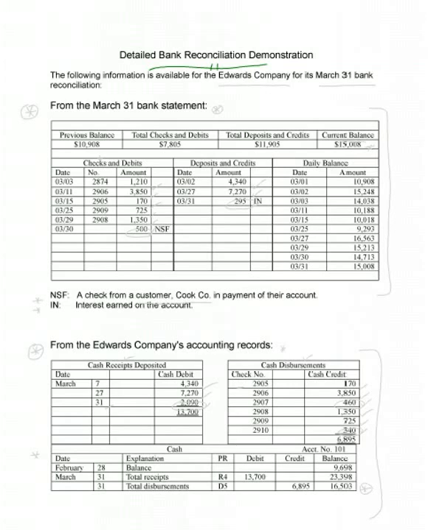Let's get the facts. The bank reconciliation will be for Edwards Company for March 31st. You are given some information. The first information you are given is information from the March 31st bank statement. Notice that you're given bank records that show you previous balance, total checks and debits, total deposits and credits, and current balance, as well as specifics for checks and debits, deposits and credits, and then the daily balance.